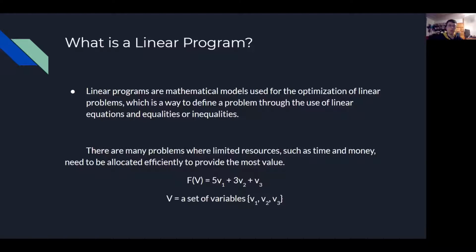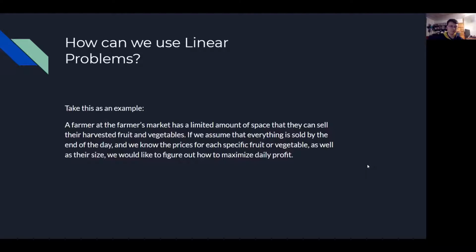And for many problems, you might have limited resources such as time and money, and you want to allocate those resources as efficiently as possible to provide the most value back. So one way we can represent this is the function of v equals 5 times v1 plus 3 times v2 plus v3. And v is a set of variables, v1 through v3. And we can use linear problems to solve something like this.